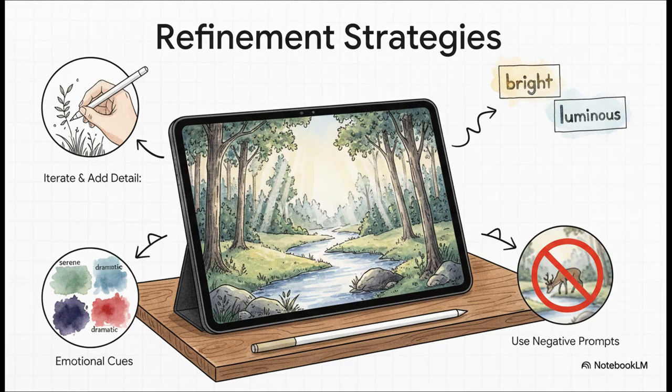First, always iterate. Your first result is just a starting point, not the end. Second, play around with your words. Using luminous can create a totally different feel than just bright. Third, prompt for a feeling, not just a thing. Describe a serene morning. And finally, a really powerful trick. Use negative prompts to tell the AI what you don't want, like no blurry backgrounds or no people.